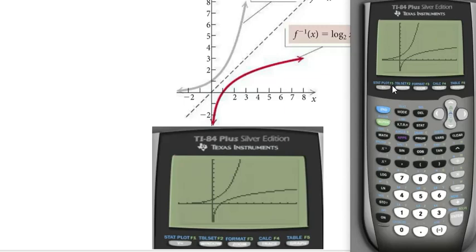In fact, we can graph that also. So this is y equals x, then here it is. Both of them reflect across y equals x.